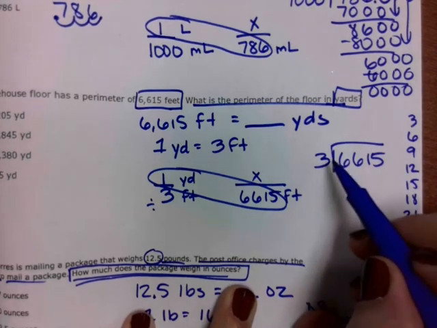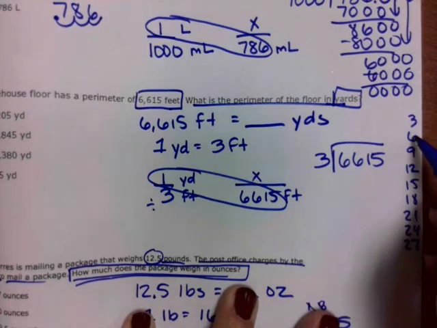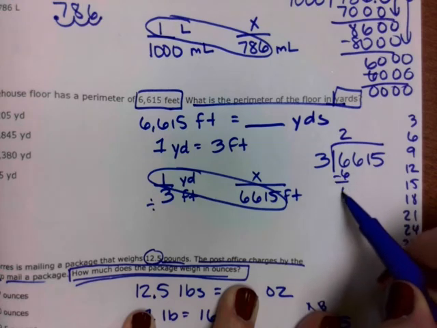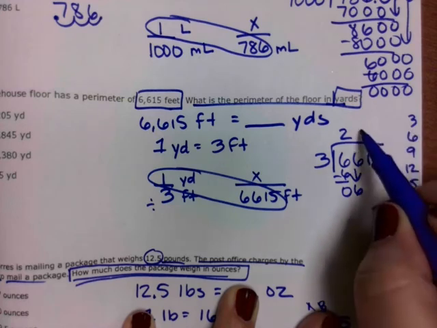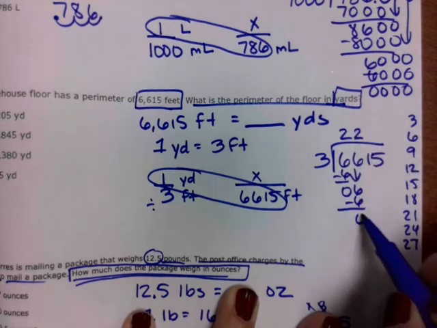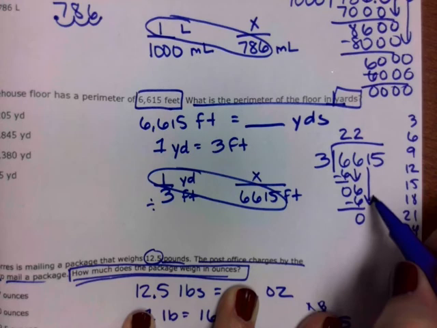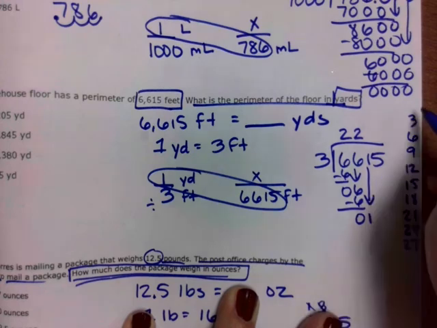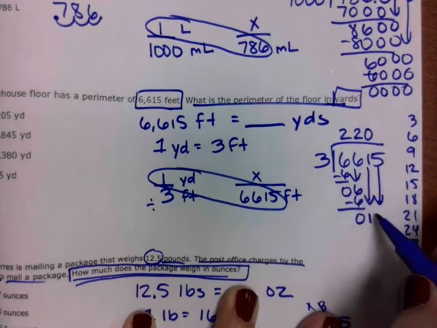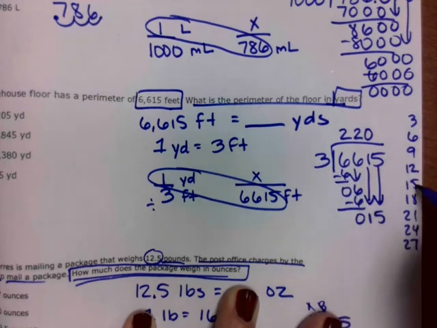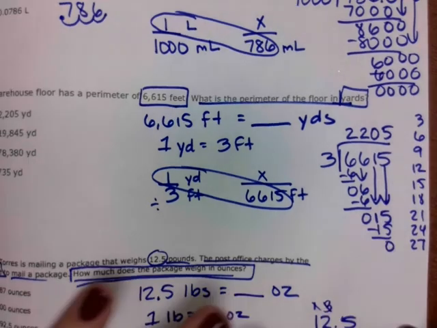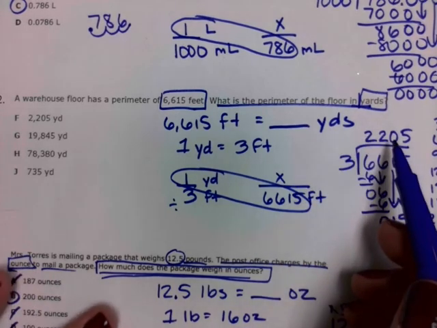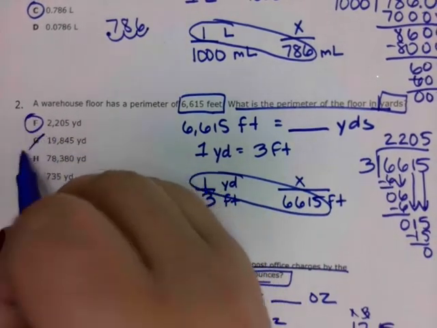All right, 3 goes into 6 here, 2 times. Subtract, you get 0. Bring down your next number. 3 goes into 6 again, 2 times, which is 6. Subtract, you get 0. Bring down your 1. Can 3 go into 1? Nope, it's too big, so you put a 0. And then bring down your 5. 3 goes into 15. Here's 15. 1, 2, 3, 4, 5. So it goes 5 times. And we are done. So it is equivalent to 2,205 yards.